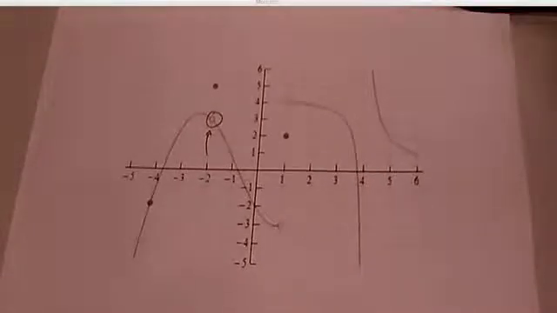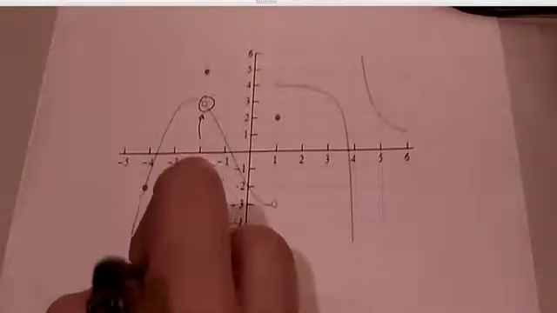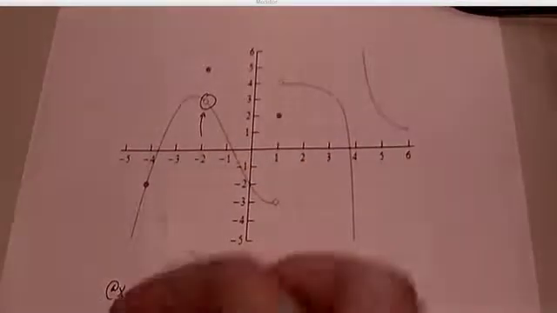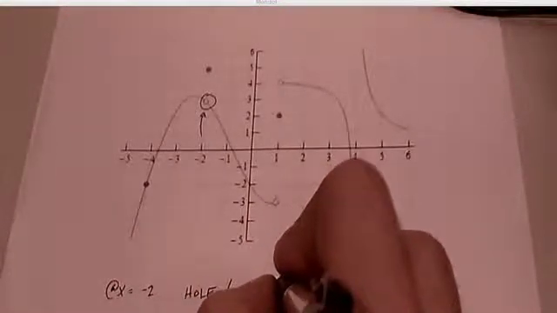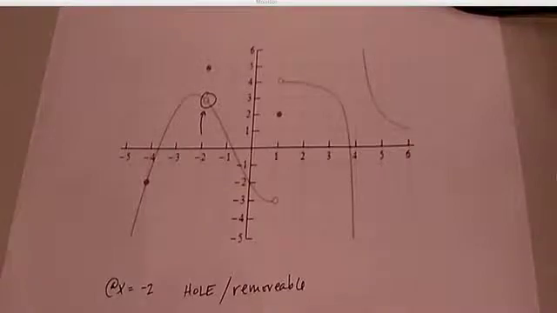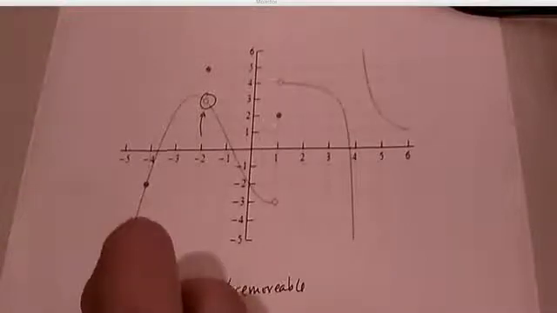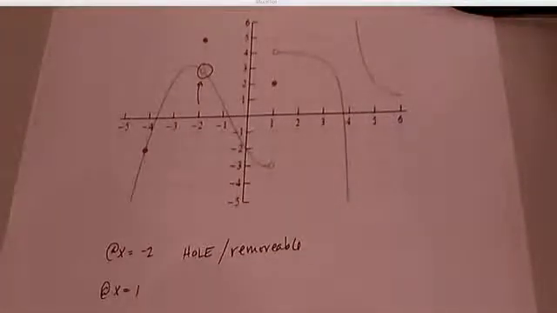Now, this right here is what we oftentimes call a hole. So at x is equal to -2, the type of discontinuity is a hole, or what we used to call alternatively a removable discontinuity, okay? And I probably misspelled that, but whatever.